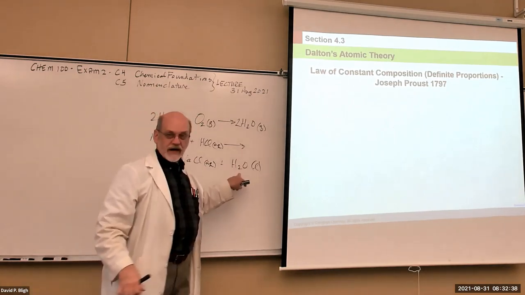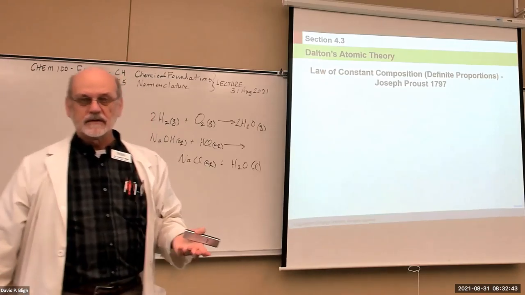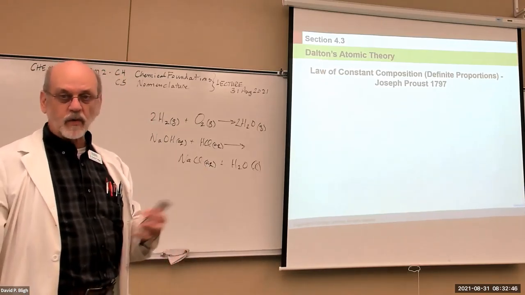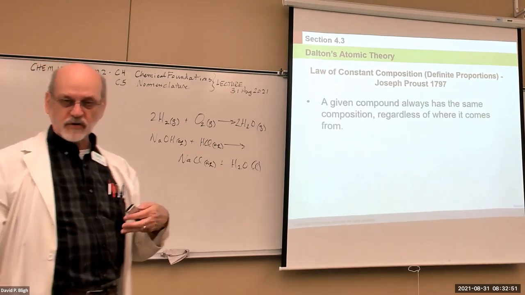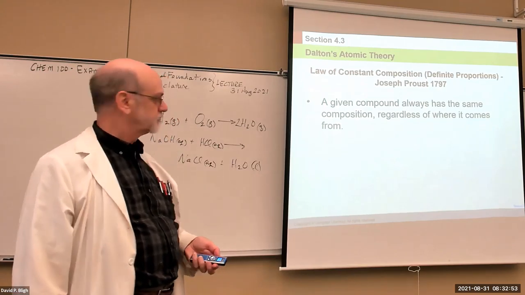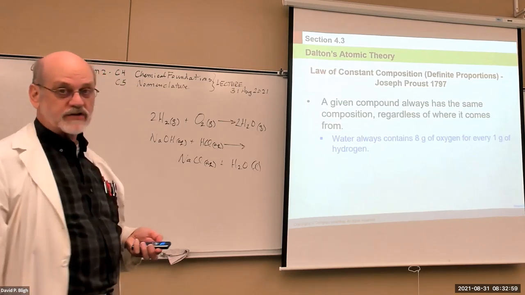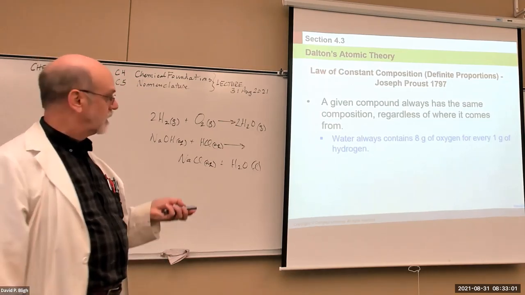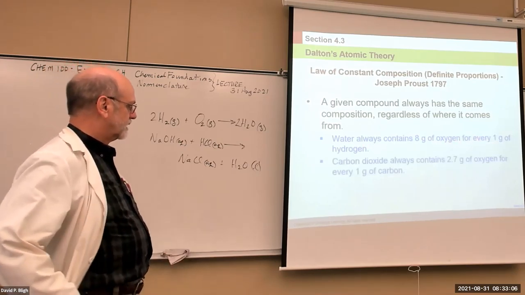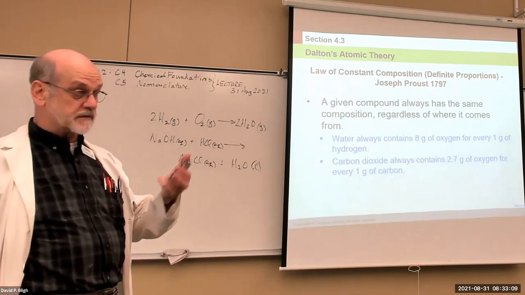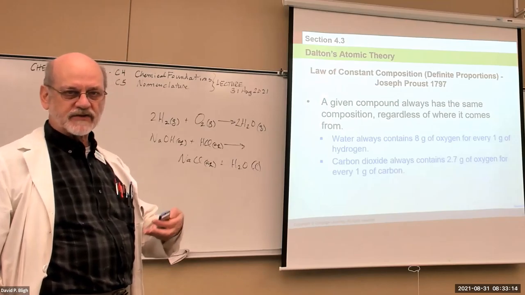So once you've got this and isolated this compound, you can't tell where it came from. It's always the same composition, no matter what its origin. That's the law of definite proportions, or your book calls it constant composition. It always has that ratio of oxygen to hydrogen, 8 grams of oxygen for every gram of hydrogen. Carbon dioxide, whatever its source is, same thing. Any compound has the same ratio by mass, no matter what its origin.